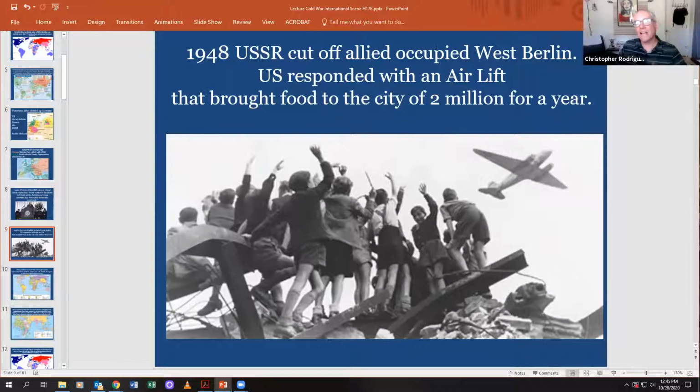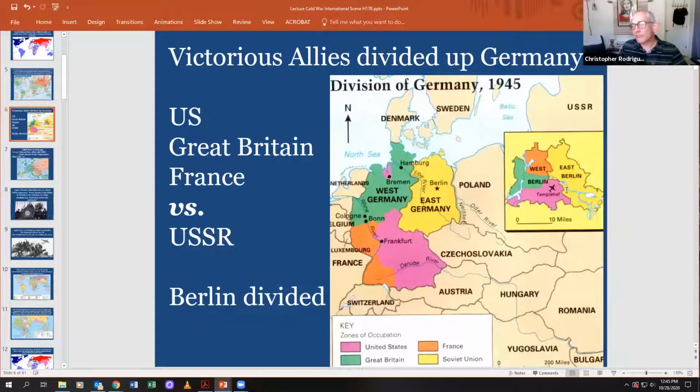So in response to this ratcheting up of political rhetoric by Winston Churchill and others, the USSR cut off Allied-occupied West Berlin. In other words, West Berlin was cut off by the Soviet Union. They couldn't get any food in, food out. They couldn't travel in, travel out. They basically were doing a big-time power move to the 2 million or so people who lived there.